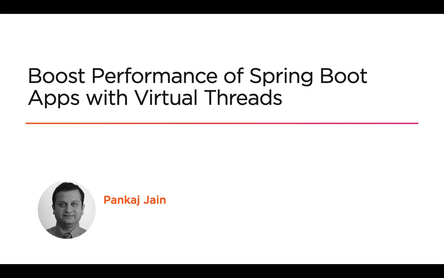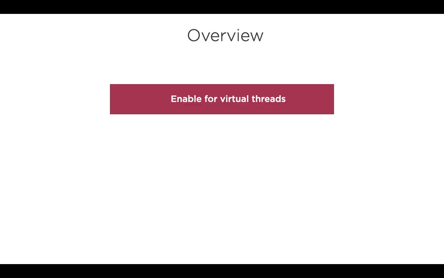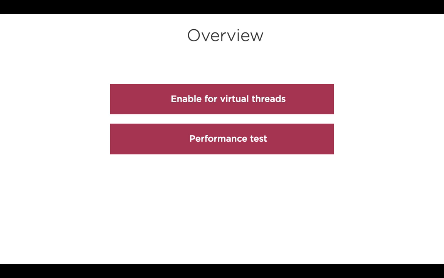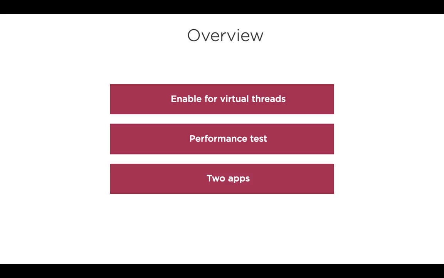In JDK 21, a powerful feature called virtual threads was introduced, and with version 3.2, Spring Boot has support for it. In this video, we will see how we can enable our new or existing Spring Boot projects with virtual threads with literally no coding and take advantage of some of the concurrency benefits which virtual threads bring. And then demonstrate how they increase concurrency or performance with a performance test.